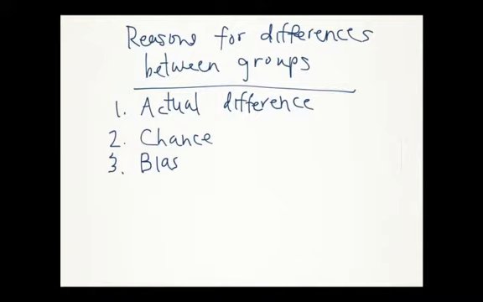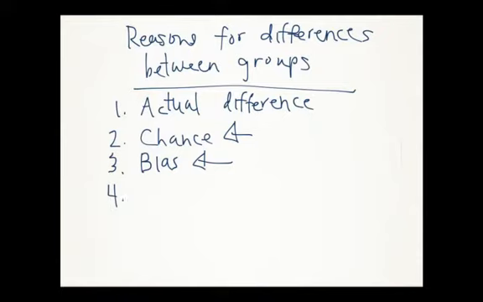Another way there could be a difference is because of bias. That means we didn't obtain a representative sample, so there was a systematic bias. Before, this was chance, right? But this is a systematic difference. So that's the distinction between these two.